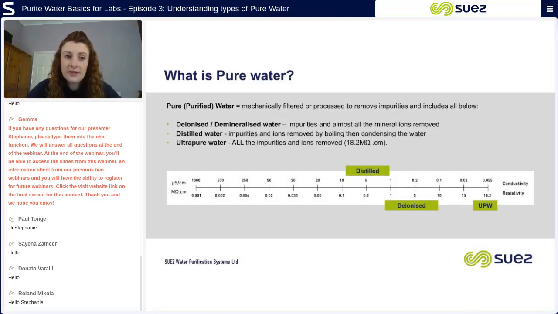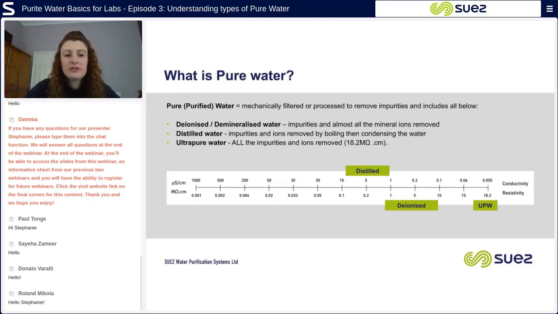What is pure water? Pure water is also called purified water, and it's water that has been mechanically filtered or processed to remove impurities. Distilled, deionized and ultra pure water are types of pure water and are common terms used to describe water in different purified states.